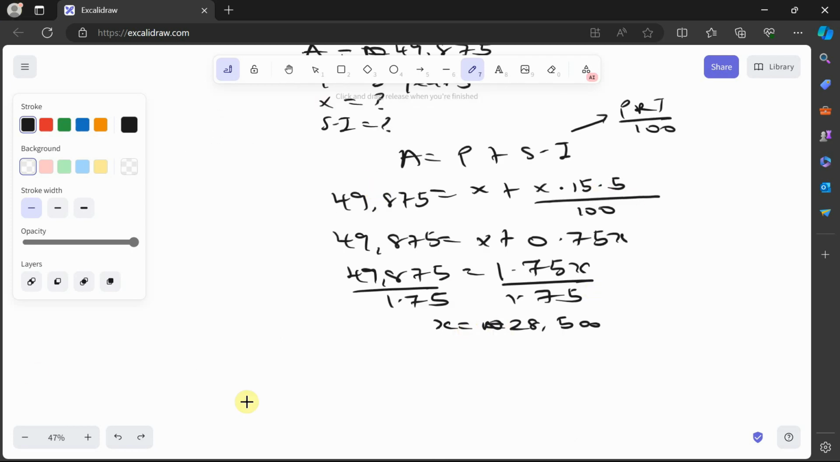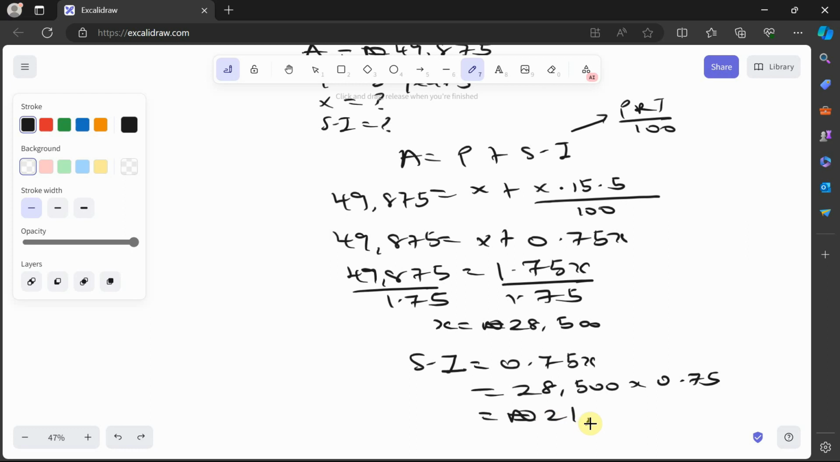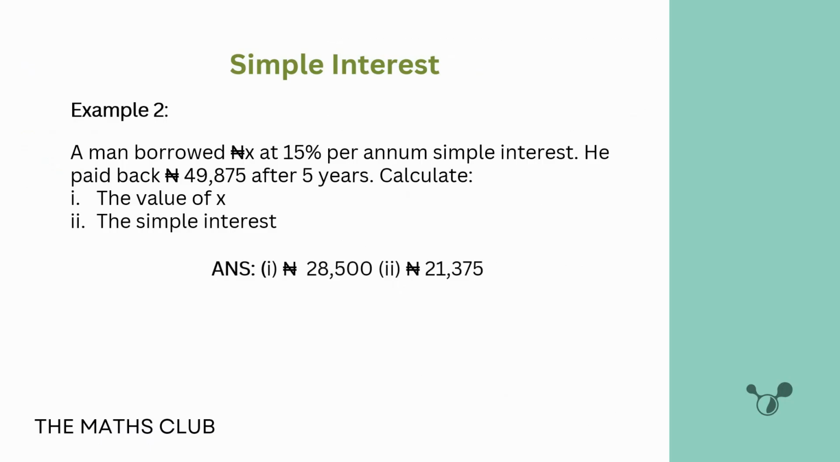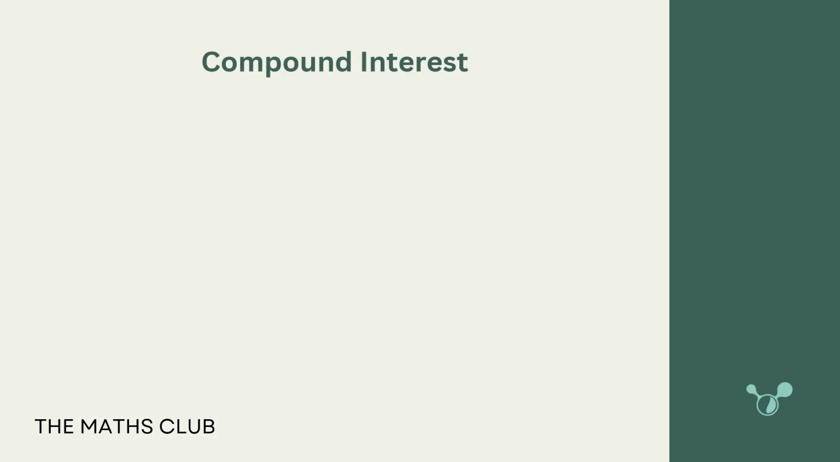Then they said we should find the simple interest. So the simple interest is equal to, if you look at this formula for simple interest, this is what I broke down, and this is what it became, 0.75X. So I can just say simple interest, which is 0.75X, is equal to 28,500 times 0.75. If I multiply this by 0.75, this gave me 21,375. So the simple interest was 21,375. Simple and short. If you got this, well done. But let's check if our answer is correct first off. Great. So 28,500 and 21,375.